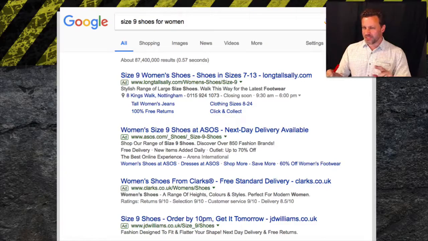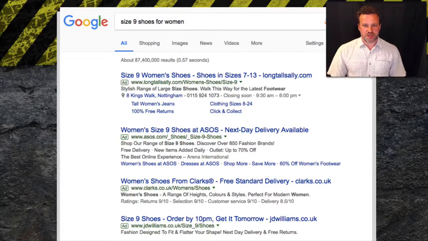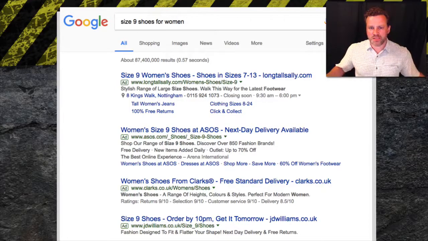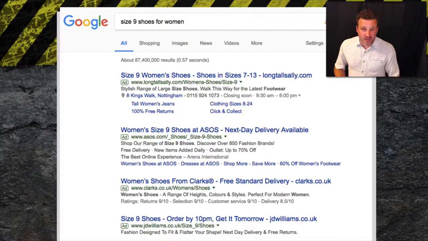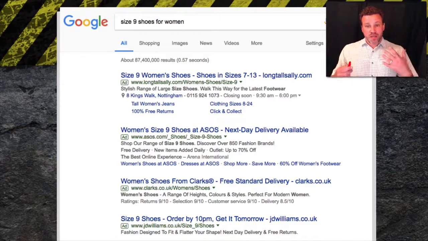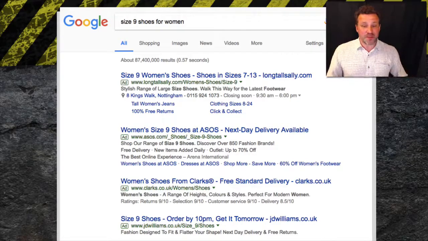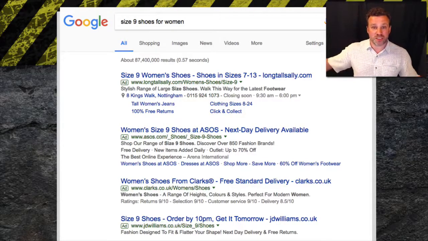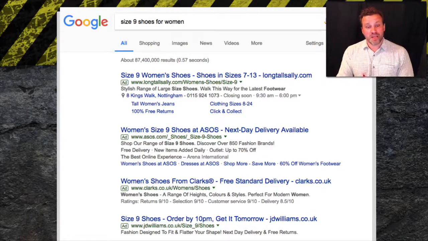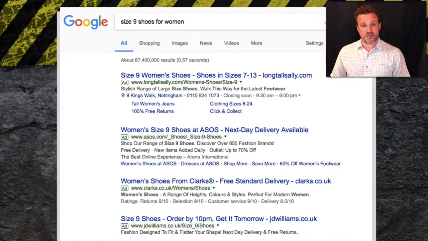You see what the first issue is here? I've typed in size 9 shoes, which means I'm a woman with size 9 feet. I don't care about sizes 7, 8, 10, 11, 12, and 13, right? So you don't need to put that. Size 9 women's shoes. So you say, yes, we've got size 9 women's shoes. That's great, right? Now I'm at step 3, I'm aware of your brand. Your job now isn't to sell me size 7 shoes or size 13 shoes, right? Your job now is to say why your shoes are more appropriate than anyone else's shoes. Okay?